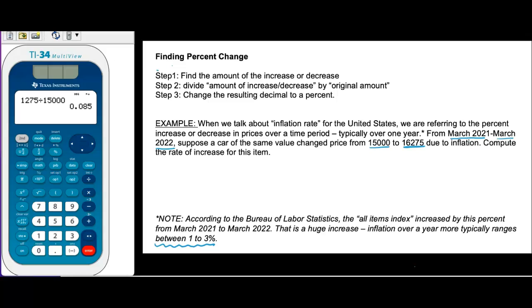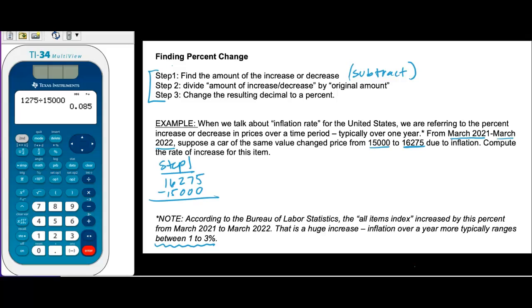So we're going to compute the rate of increase for this item. So we're going to use these steps up here. Step 1 is to find the amount of increase or decrease. And all you're going to do for this is just subtract. So you're going to subtract the two numbers. So I'm going to take 16,275 minus 15,000.